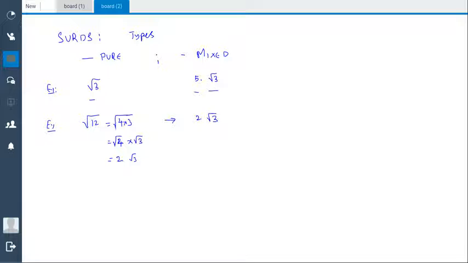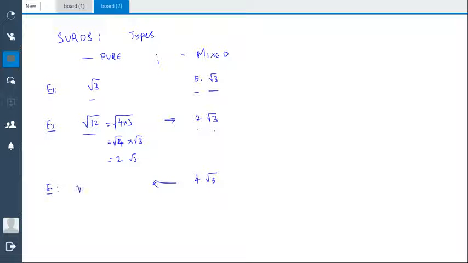So that means some surds can be converted to mixed surds. Some, not all. For example, root 3 is pure. You cannot convert it into a mixed surd. Root 12 you can convert to a mixed surd. Mixed surd means a rational number also should be there. Let me give you another question. 4 into square root of 5, for example. This is a mixed surd.